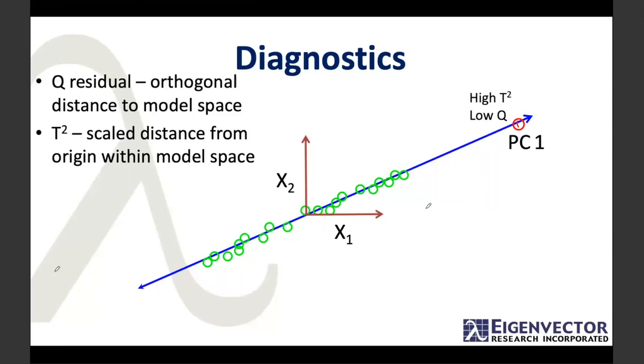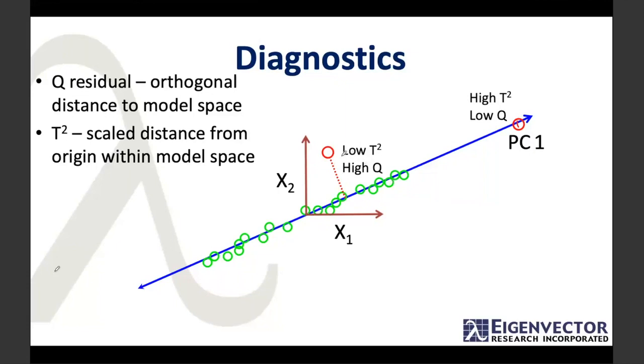Let's look at another observation. So I have a new sample here, and when I project it onto my model, that distance is relatively large. And you can get that right off the bat by noticing, well, this point is pretty far off of this line. It's not explained well by this model. So it has a high Q residual because this distance is quite large, especially relative to the green calibration samples.